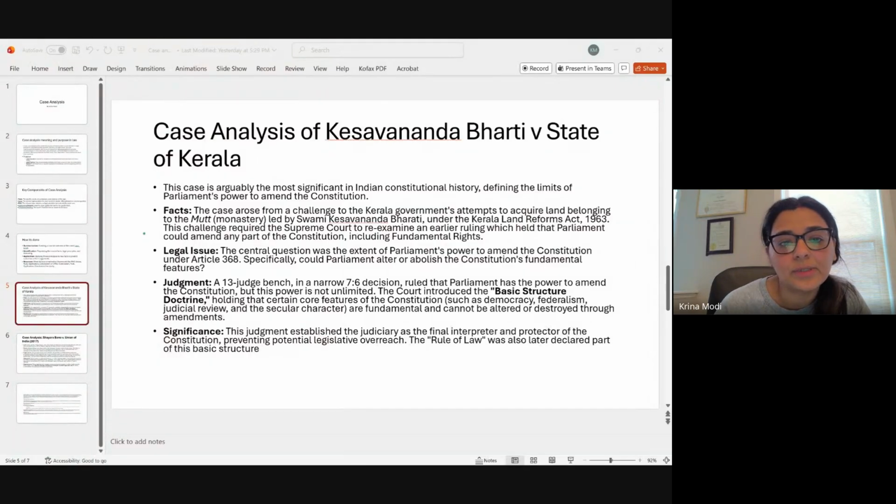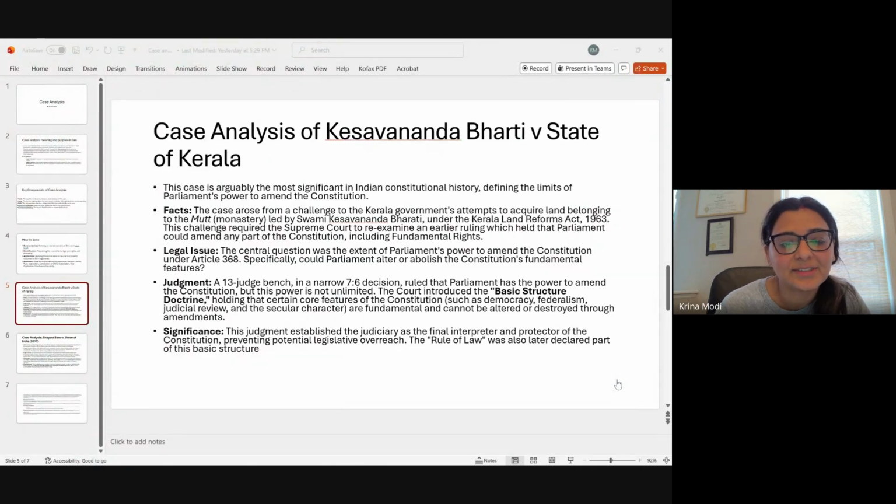So this case is arguably the most significant in Indian constitutional history, defining the limits of Parliament's power to amend the Constitution. Does anyone know this case, and can anyone explain the facts of this case to me? Anyone? Okay, does anyone know this case? Let's start with that. No, nobody? All right, I'll do it.